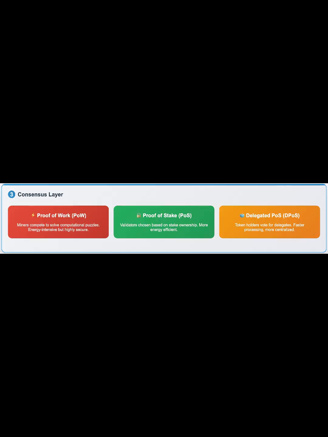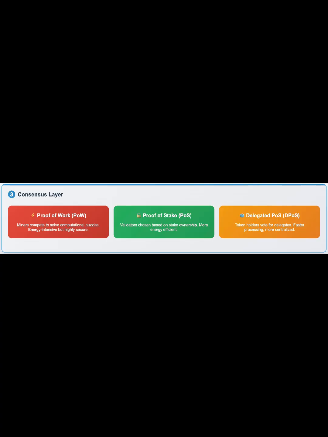Layer 3, consensus layer. This layer is crucial. It's how thousands of independent nodes agree on what's true. Let me explain the 3 main consensus mechanisms. Proof of work. This is what Bitcoin uses. Miners compete to solve computational puzzles. The first one to solve it gets to add the next block and earn rewards. It's energy intensive but incredibly secure, because you'd need to control 51% of the entire network's computing power to attack it.